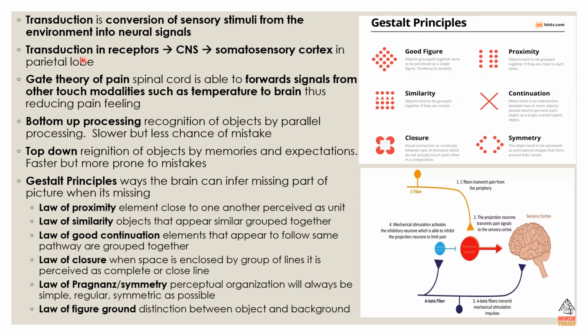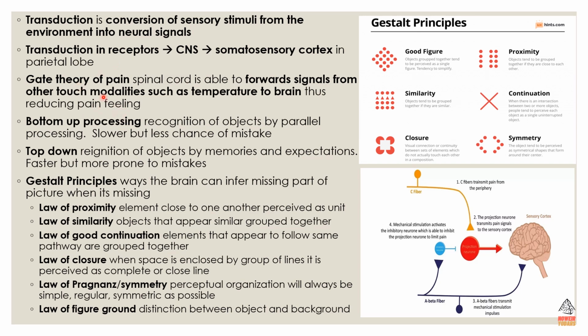Next, we have transduction. Transduction is basically the conversion of sensory stimuli from the environment into neural signals. So you receive a distal stimulus, and that's a sensory stimulus. Maybe you see something, that's visual. Maybe you hear a conversation or listen to a song. That's a sensory stimulus from the environment, and then it transforms into a sensory signal. What happens is transduction, receptors, central nervous system, and then the somatosensory cortex in the parietal lobe.